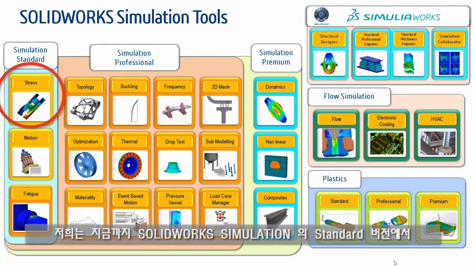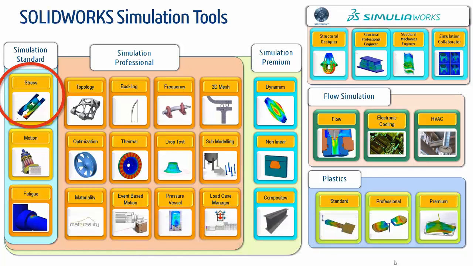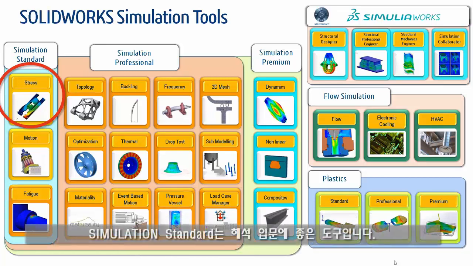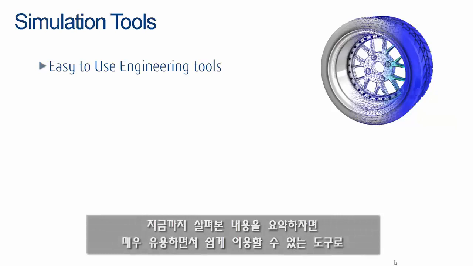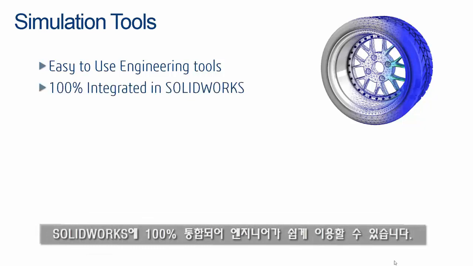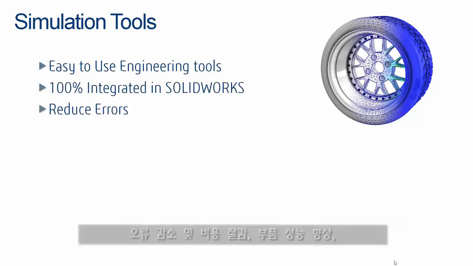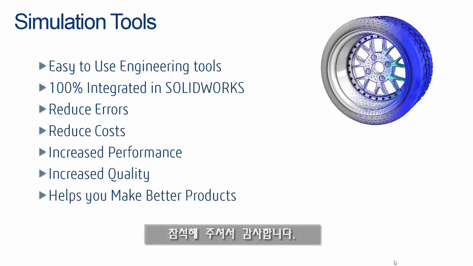So just a recap, we have looked at how to get started with SOLIDWORKS Simulation, looking at SOLIDWORKS Simulation Standard with the stress on parts and assemblies, and deformation and factor of safety and so on. So this package, Simulation Standard, is a good package to get started. And I just want to summarize what we have seen so far. It is a good tool. It is an easy to use tool for engineers. It is 100% integrated in SOLIDWORKS. Use it to reduce errors, reduce cost, increase performance of your parts, increase the quality, and overall it helps you make better products. So thank you for joining.